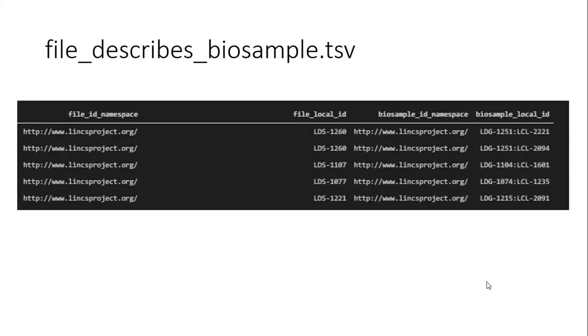And so here's an example of what the file describes biosample table looks like. You have the file ID, the file local ID, and then the biosample local ID. And this basically just matches each file to the sample that it comes from.